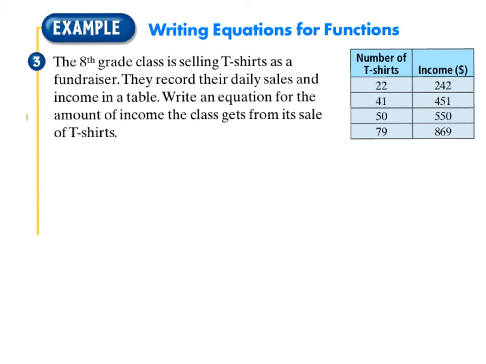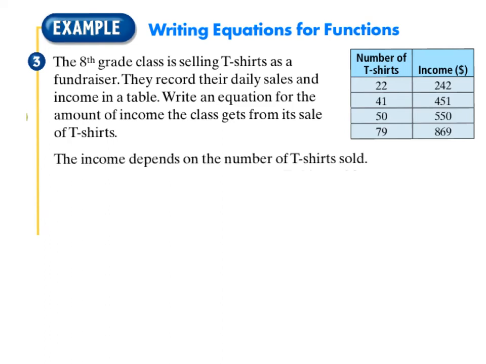The first thing you want to do is look at the table and try to see if you can find a pattern. Looking at these numbers, I can see that they are all multiples of 11. 22 times 11 gets me 242. 41 times 11 gets me 451. If you're not familiar with the trick for multiplying by 11, be sure to ask me about it. It's really easy and it comes in very handy.